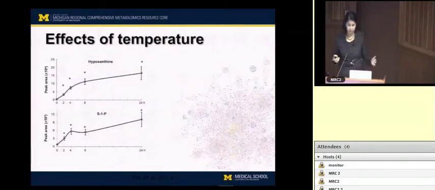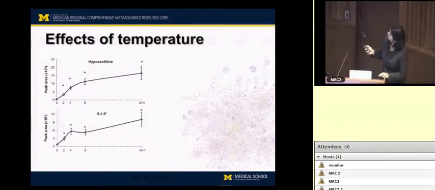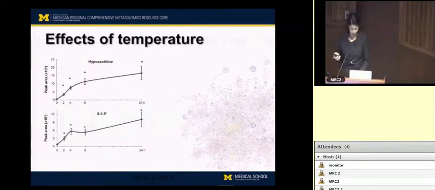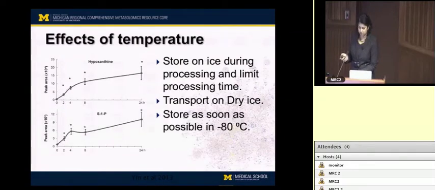About temperature. If you leave samples at room temperature, here they're illustrating hypoxanthine and sphingosine 1-phosphate. Over time, these metabolites increase, and some of the metabolites might decrease in concentration as well. So standardizing how you're going to store during processing, and when and how you're going to store them in -80 also makes huge changes. So process on ice, limit the processing time, transport on dry ice, and store as soon as possible in -80.